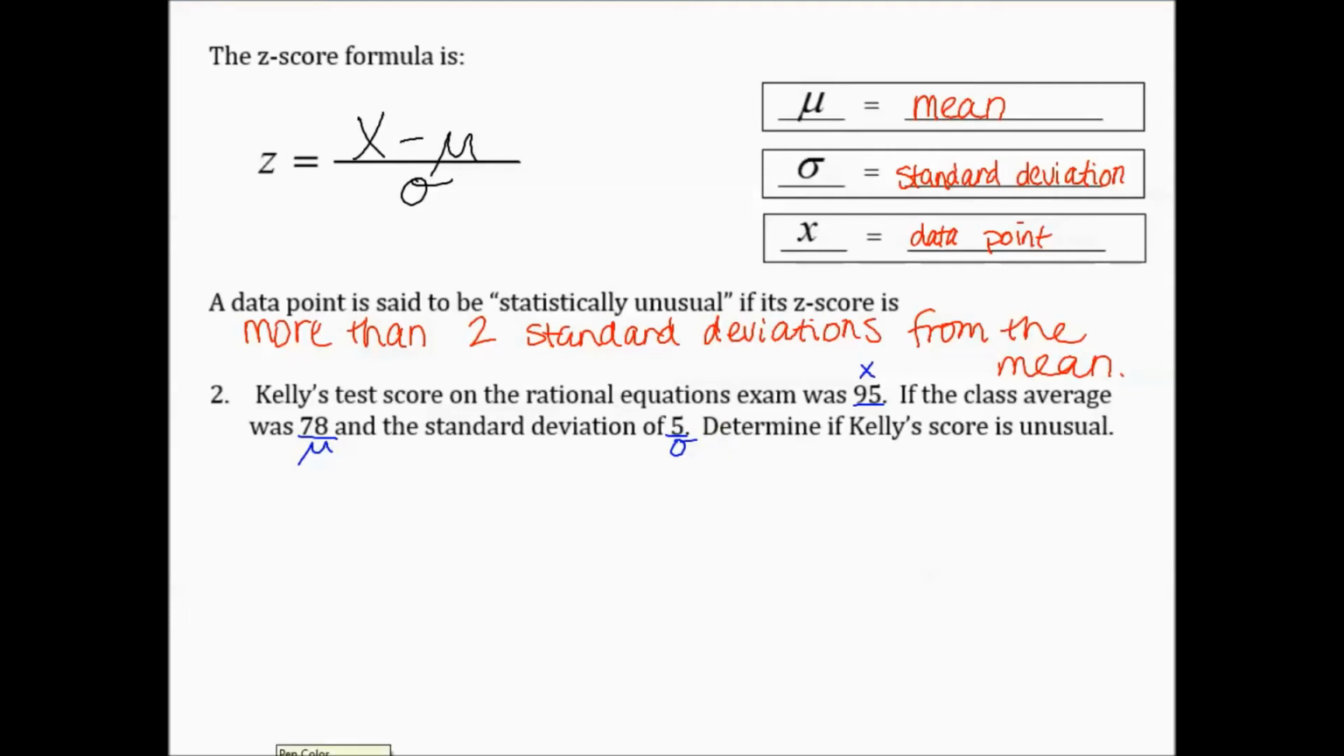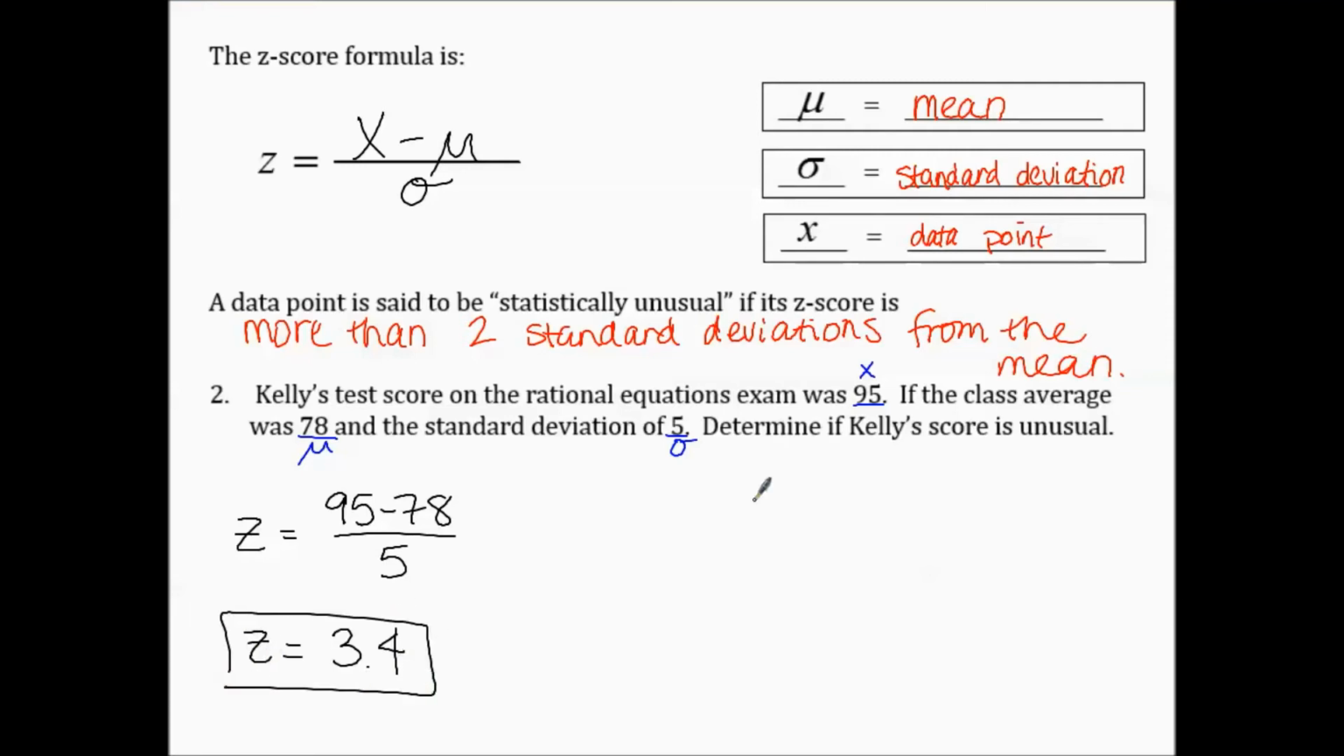We need to calculate her z-score. So if we use the formula above, we have z equals (95 minus 78) divided by 5. If you put this in your calculator, you get 3.4. So, is Kelly's score unusual? Yes, because her z-score is greater than 2.